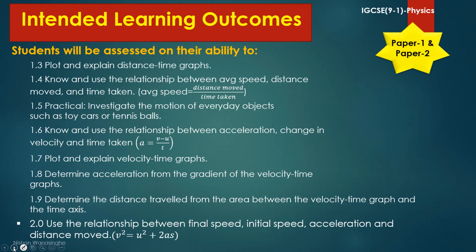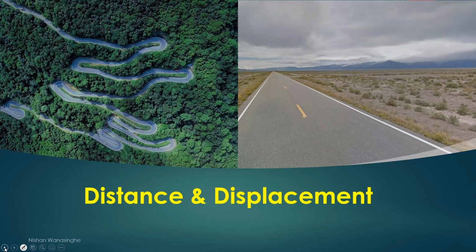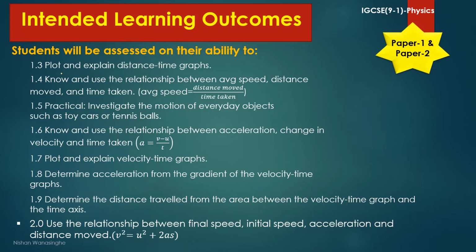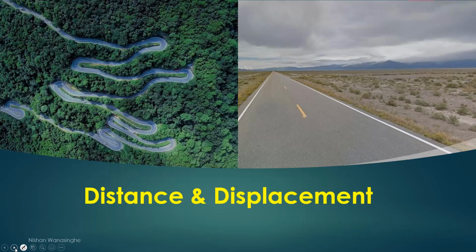Here, these points are not in bold letters, or there is no P after the number, like 1.3P, 1.4P. That means this content comes in both paper 1 and paper 2, right? Okay, now we'll move to the first topic, distance and displacement.